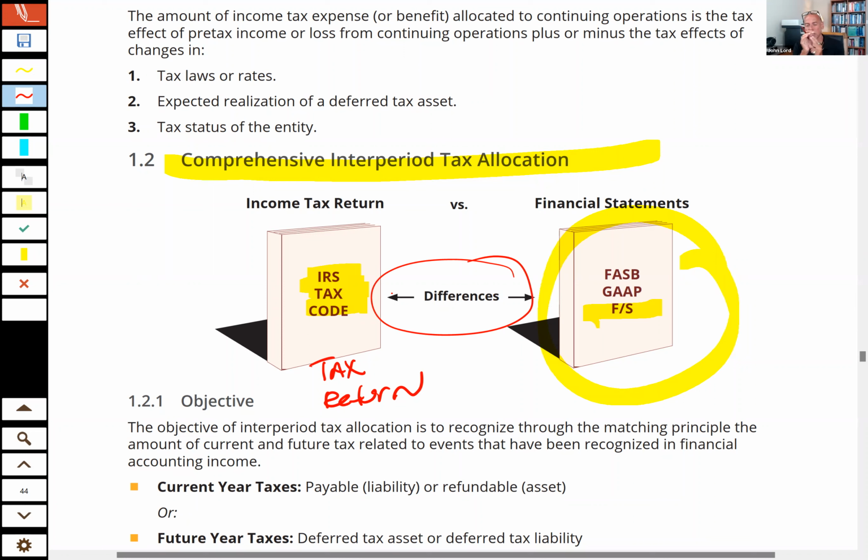If they are temporary differences, meaning that they will reverse at some point in time, and that's where most of our discussion is going to center around here tonight, we're going to have to what? We're going to have to report a current and deferred portion of our tax expense, and we're going to have to report a deferred tax liability or a deferred tax asset. Okay, that's where we're going with this stuff.